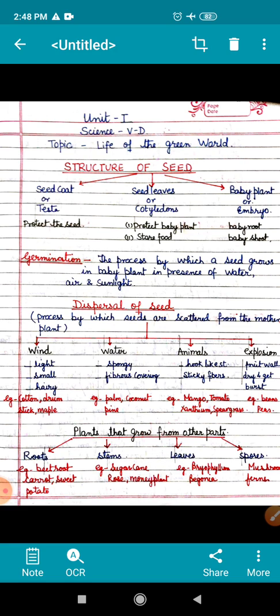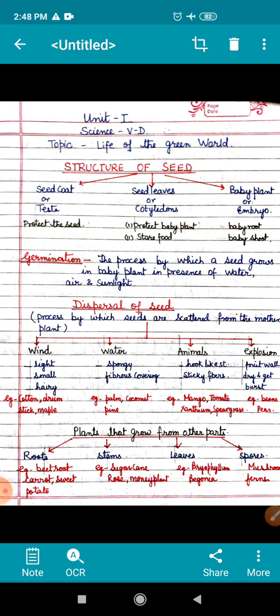Children, some plants such as mushroom and ferns do not bear flowers, so they do not produce seeds. They have spores on the underside of the leaf, and when these spores germinate, they grow into a small plant.